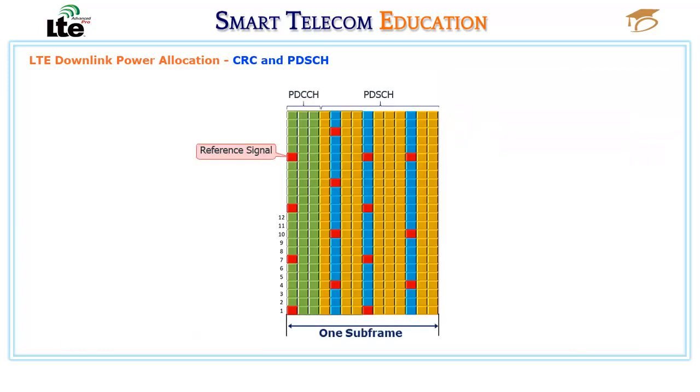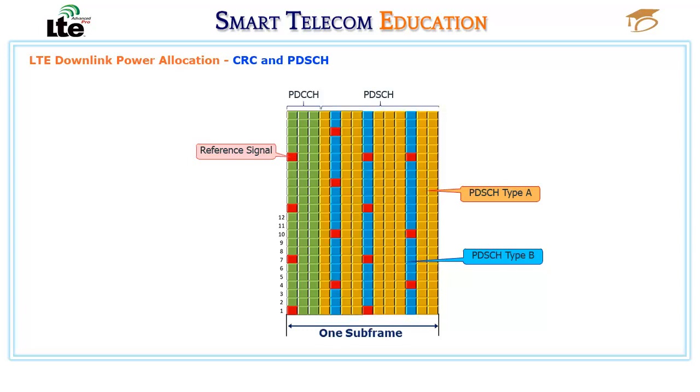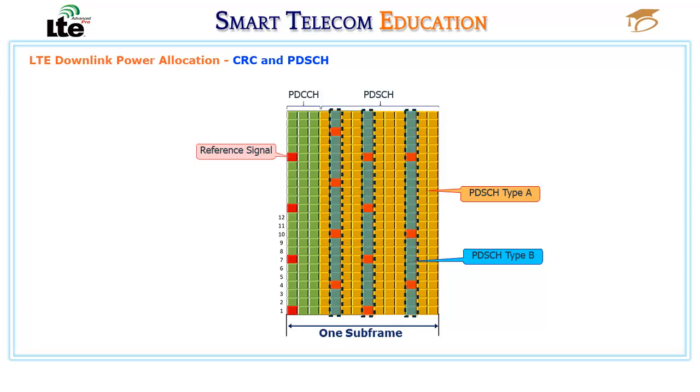In PDSCH power setting, OFDM symbols in one time slot can be classified into 2 types, Type A symbols and Type B symbols. Type A: PDSCH resource elements are not in the same symbol as reference signal resource elements. Type B: PDSCH resource elements are in the same symbol as reference signal resource elements.